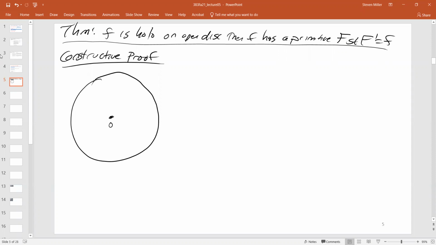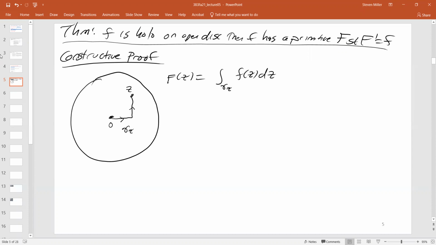And what I want to do is I want to define the function big F. So I'm going to take some point here, call it z, and I'm going to define a very special contour. And this is my path gamma of z. So big F of z is going to be the integral along the path gamma of z of f of z dz. This is well defined. No matter what value of z you give me, I have a unique value big F of z that's now associated.